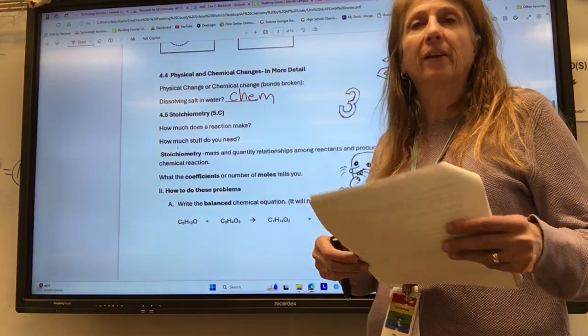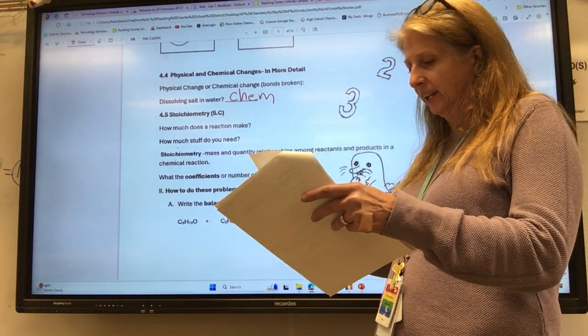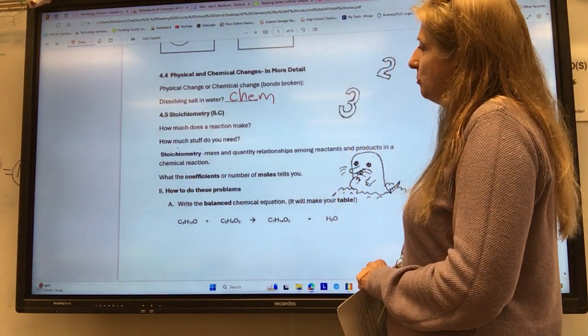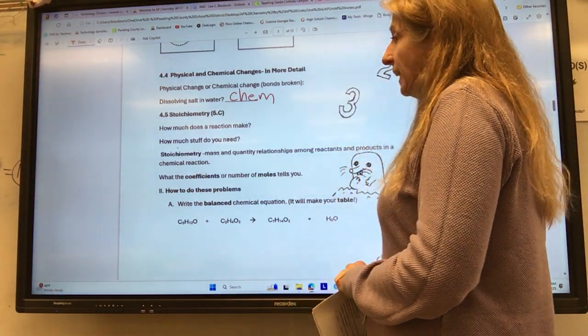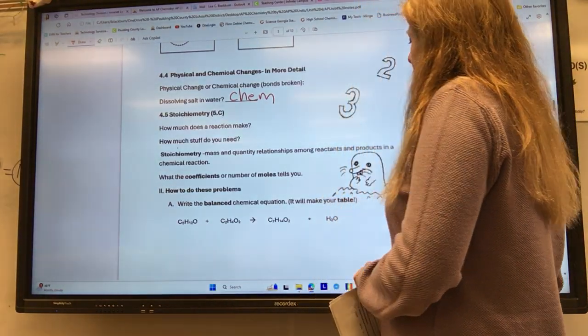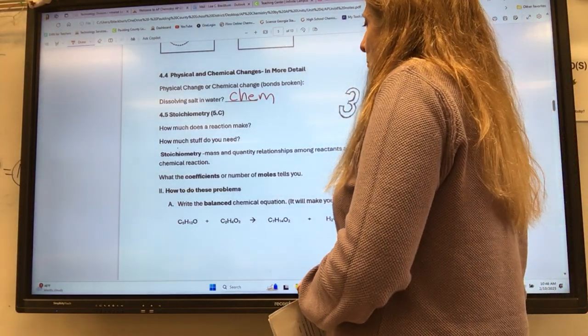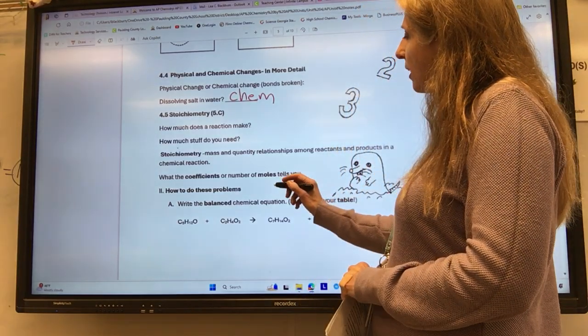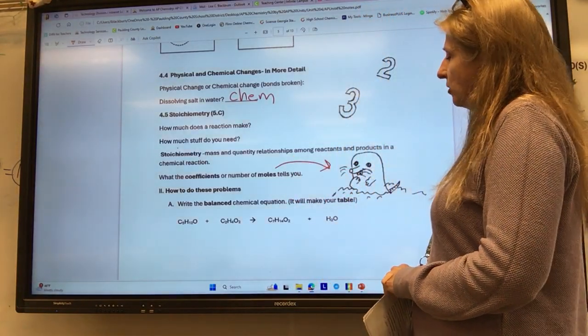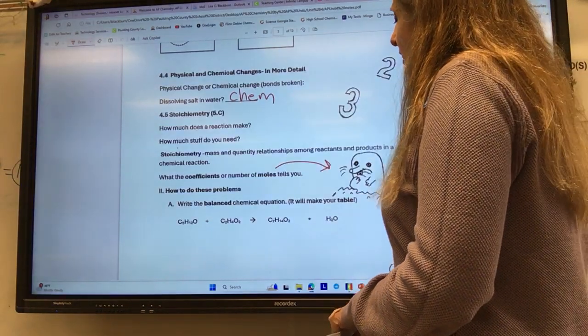Stoichiometry, do we remember this from honors? Good, okay? So stoichiometry: how much does a reaction make? How much stuff do you need? Stoichiometry is mass and quantity relationships among reactants and products in a chemical equation. It's what the coefficients, or number of moles, tell you. It's not that kind of mole. Okay, how you do these problems.